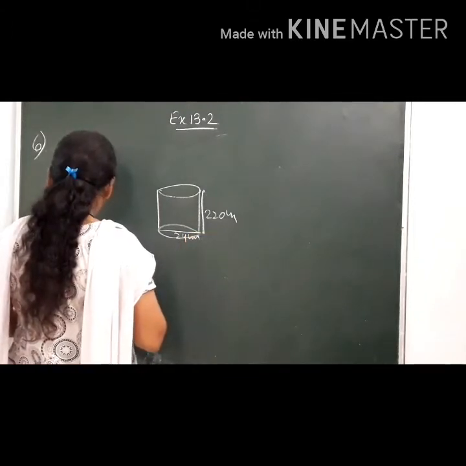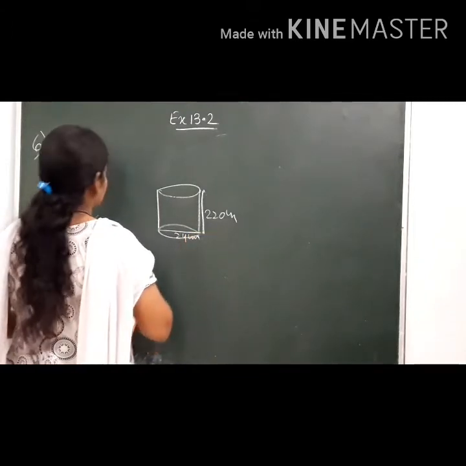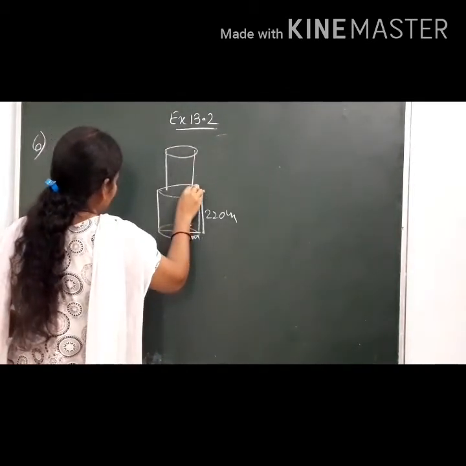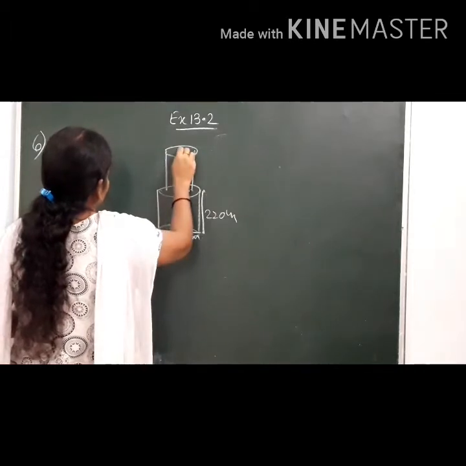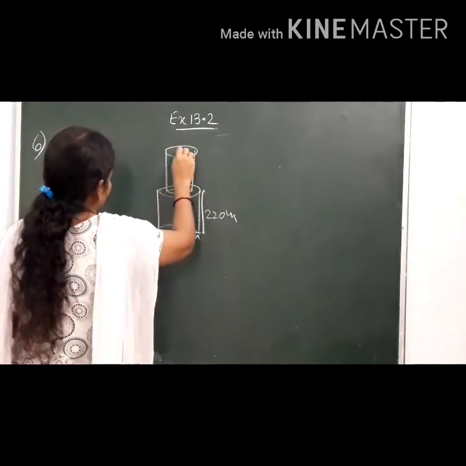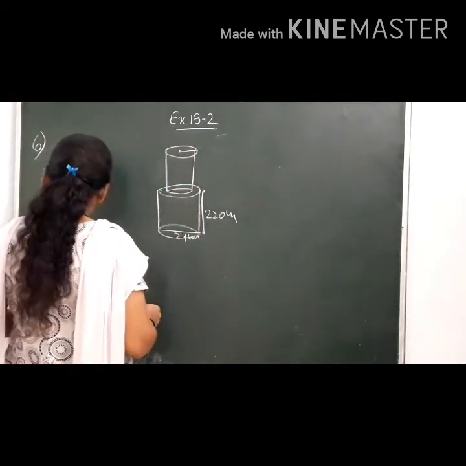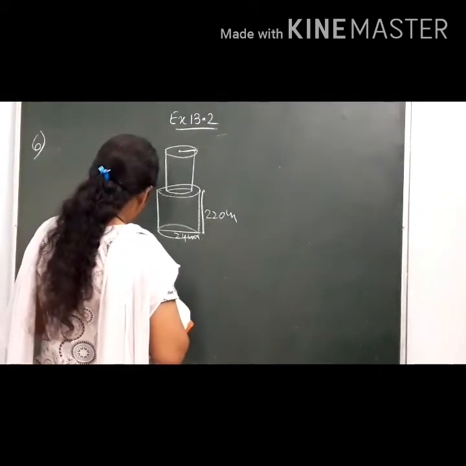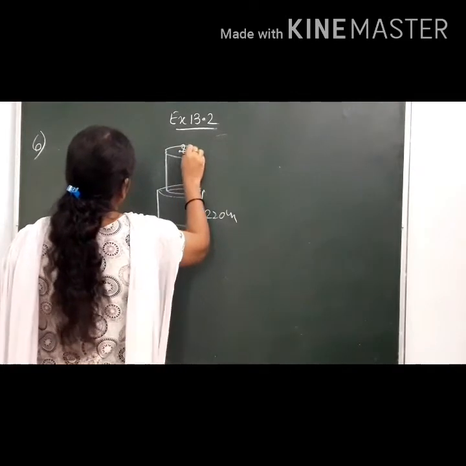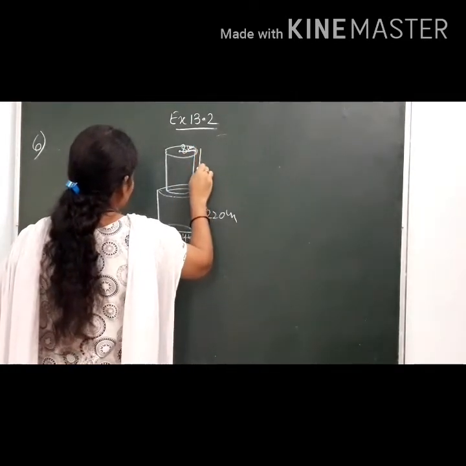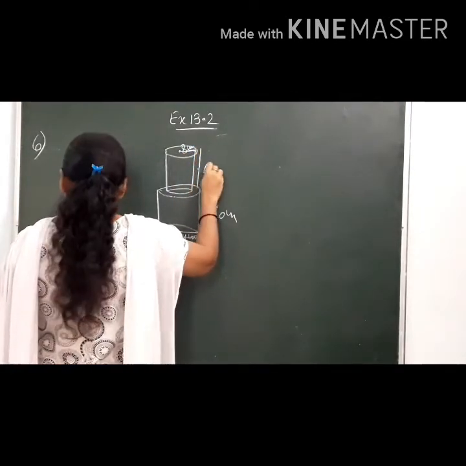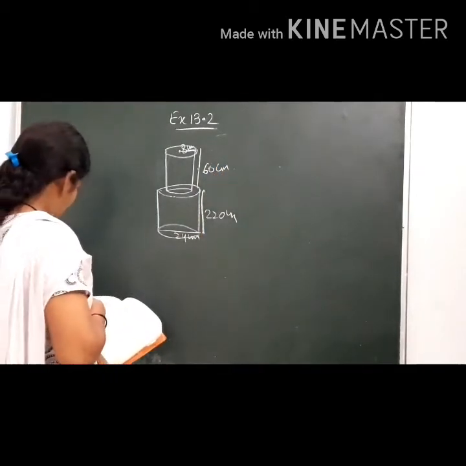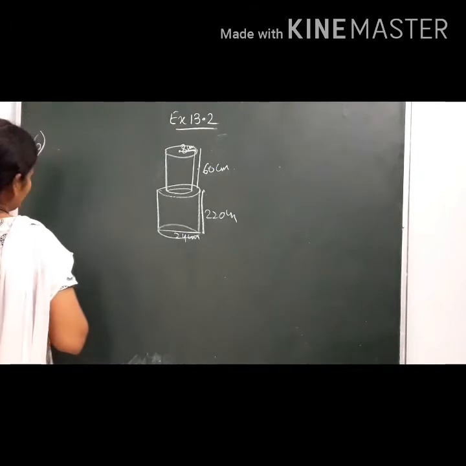Which is surmounted by another cylinder. And on it one more cylinder is standing like this. Clear? And this radius is given, 8 centimeter, and the height is given, 60 centimeter. Okay. So now what will we find out?